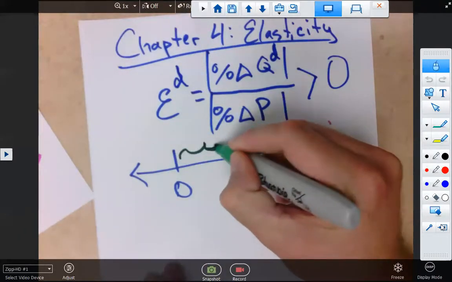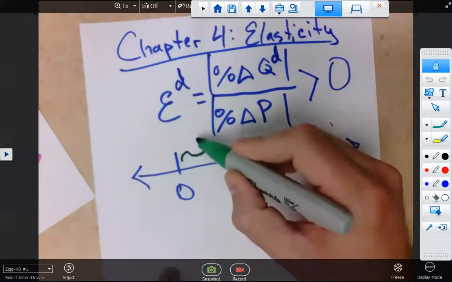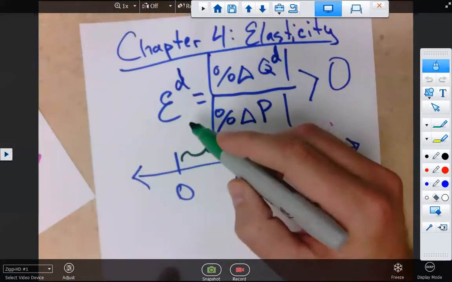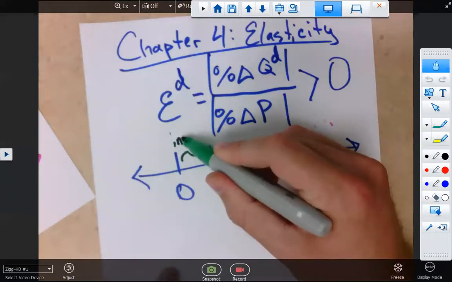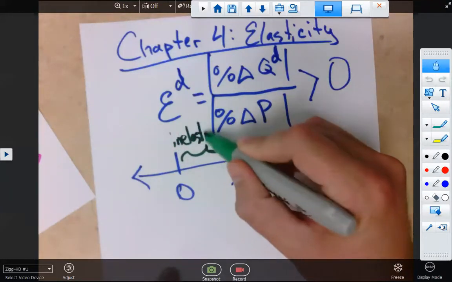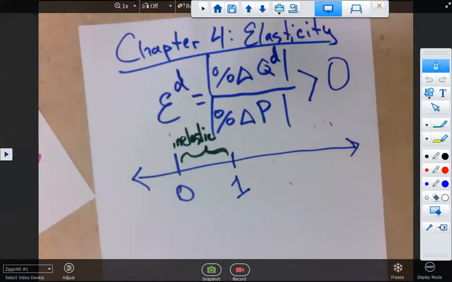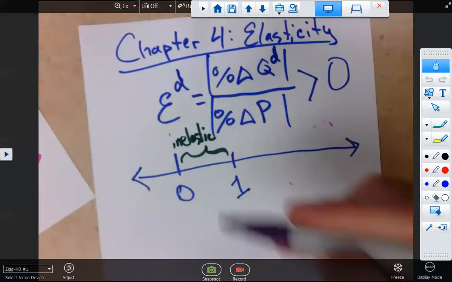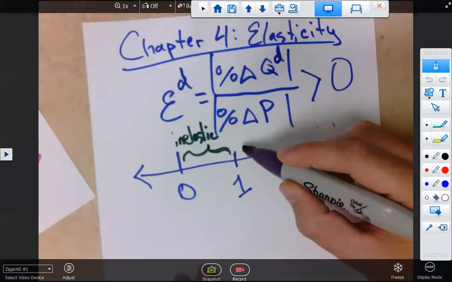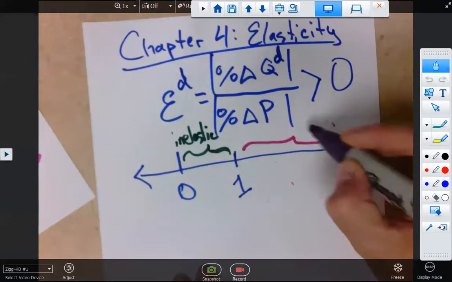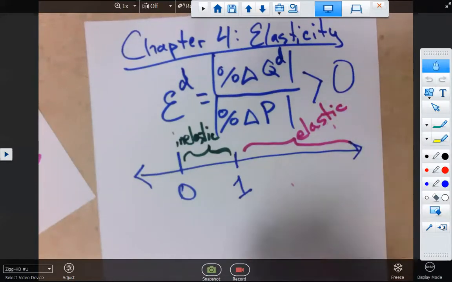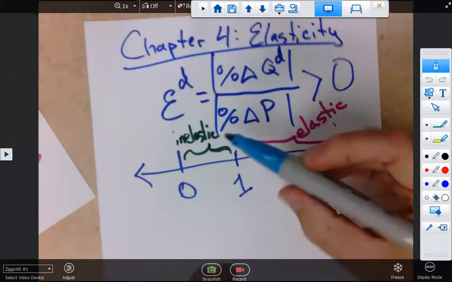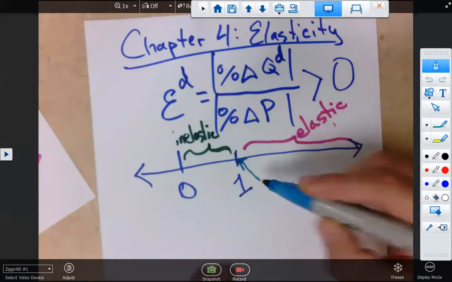So between 0 and 1, this is called what? Inelastic. Very good. If it's greater than 1, what's it called? Elastic. And if it's exactly 1, what's it called? Unit elastic. Very good.